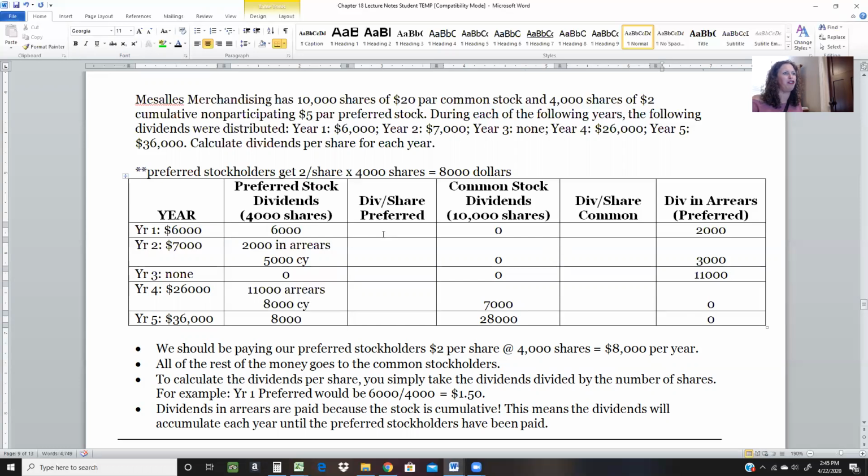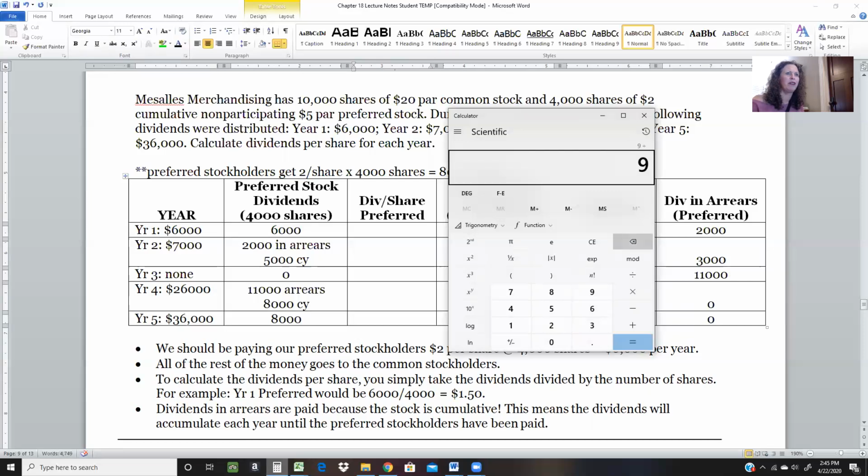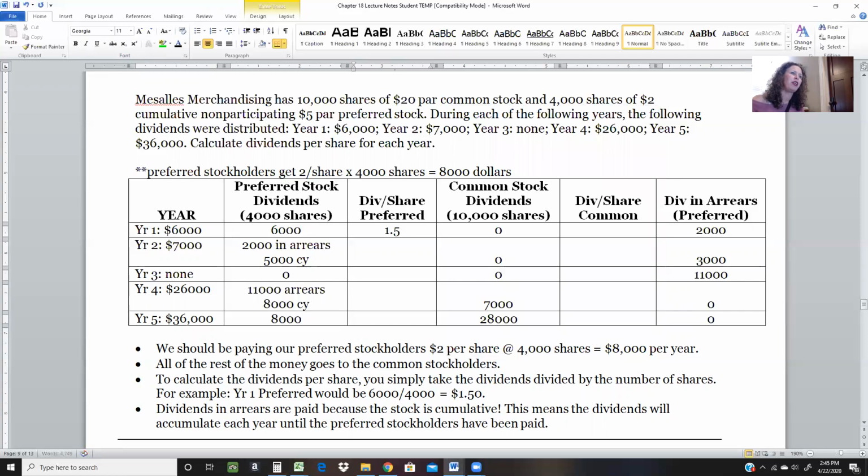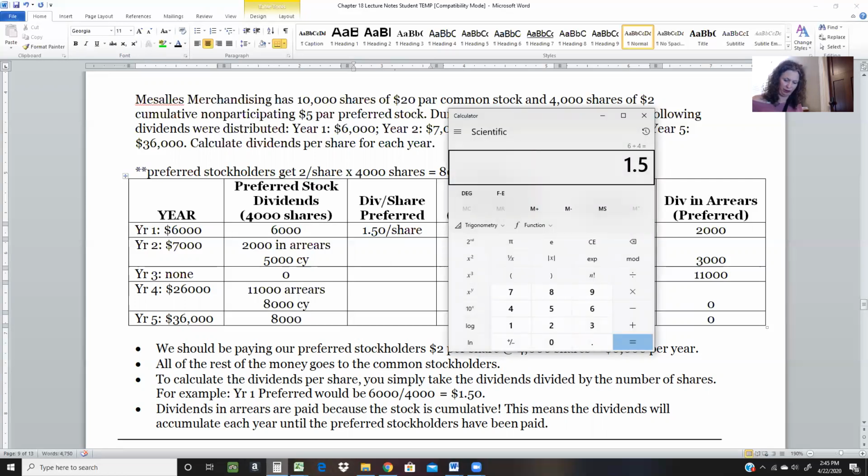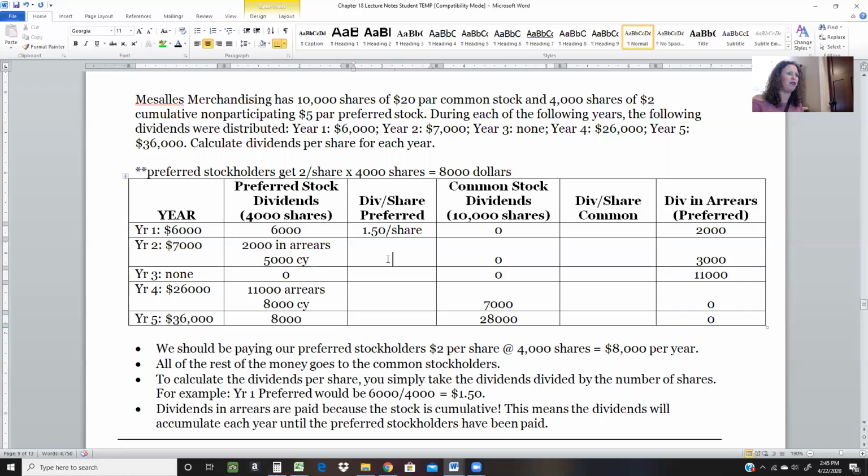Now the dividend per share is just the 6,000 divided by 4,000 and the 0 divided by 10,000. So basically how much I'm giving each shareholder. So I waited on getting the per share stuff. So I'd take 6,000 divided by 4,000, and 6 divided by 4 is 1.5. So I would give $1.50 per share here. Here I'm going to give them 7,000 divided by 4. So that's $1.75 per share.